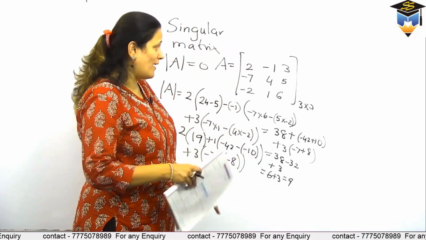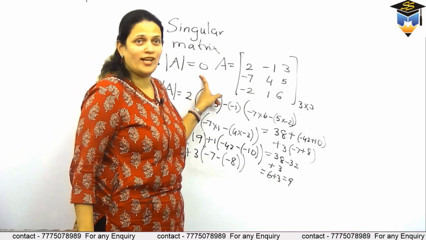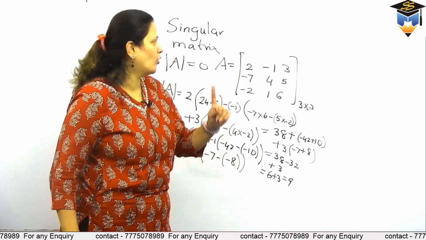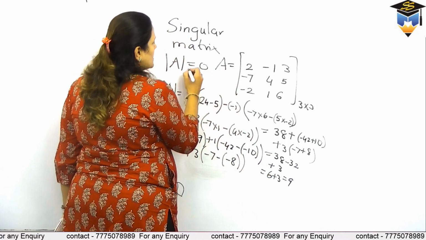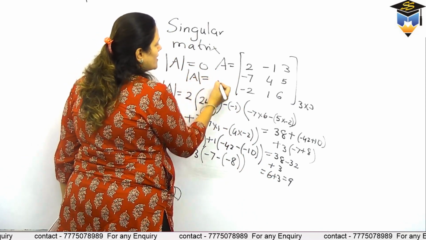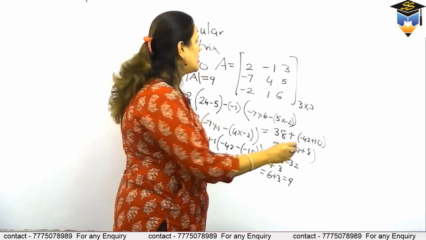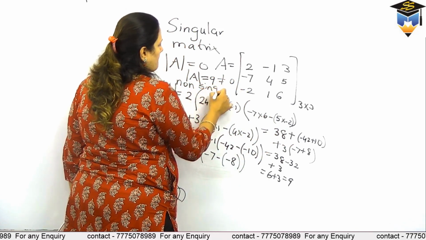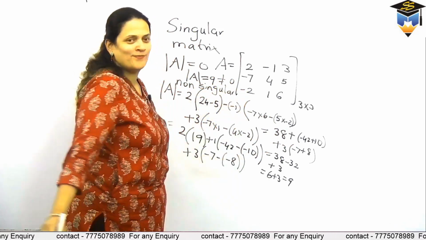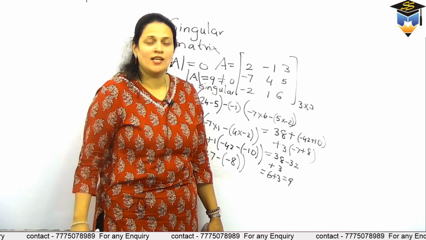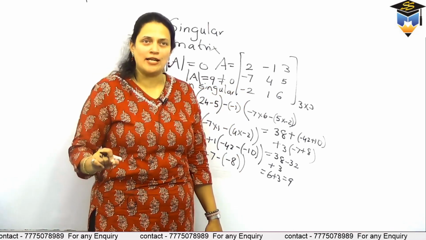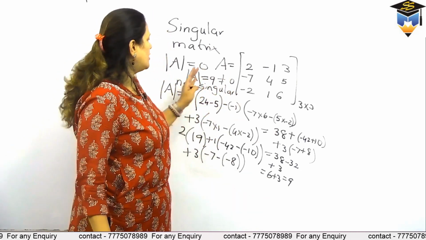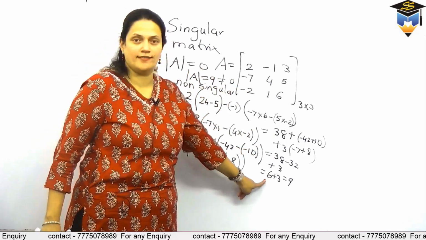But we needed this value to be equal to 0 in order to say that it's a singular matrix. Is this a singular matrix? No. Why? Because here the value of the determinant is equal to 9, which is not equal to 0. So this is a non-singular matrix. Understood this concept? This is a non-singular matrix because its determinant value is not equal to 0. We are getting the value 9.